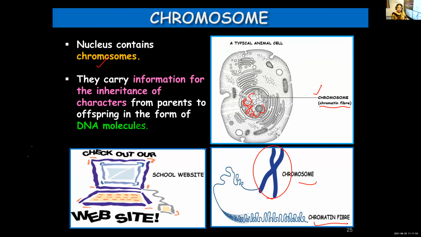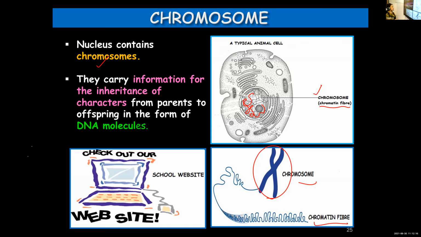And which structure is responsible for these similarities? Chromosomes, or the genes present on chromosomes. You'll be learning about genes. Okay, nucleus contains chromosomes. Function of chromosomes: they carry information for the inheritance of characters from parents to offsprings.